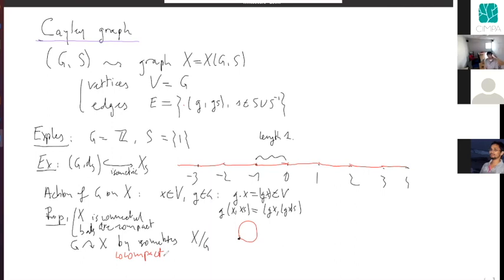So now I could have chosen another set of generators. For instance, I could take T to be 2 and 3. So this is indeed a set of generators because 3 minus 2 is 1 and 1 generates the whole group. So now, how does the new graph look if I take T as a set of generators instead of S?